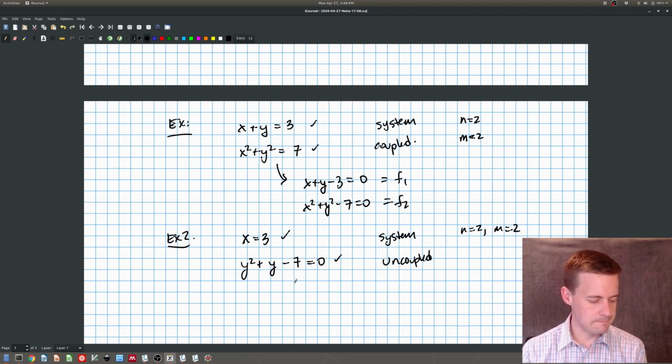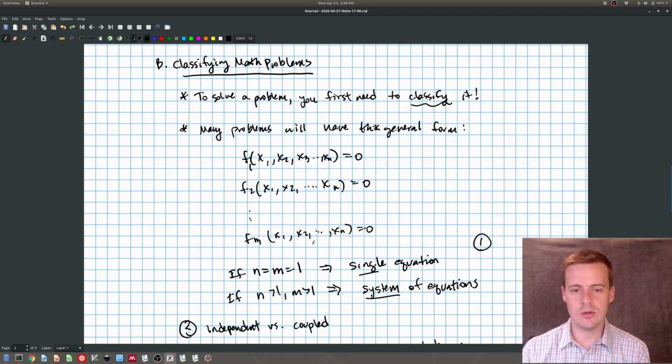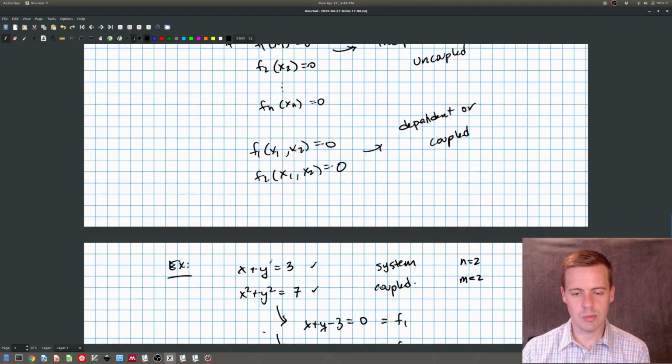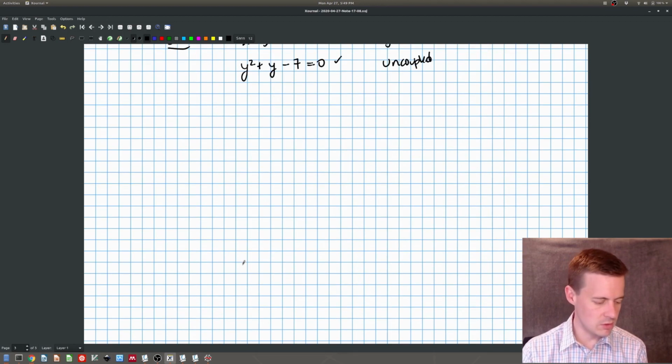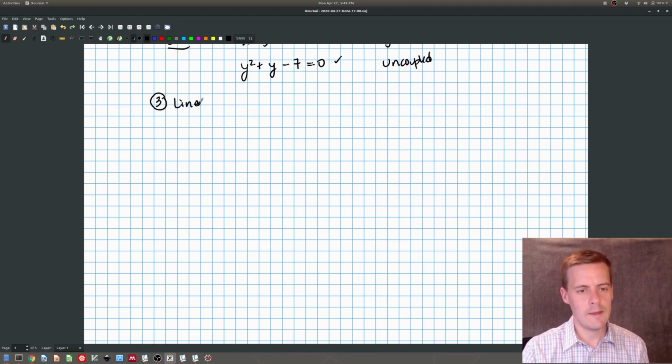So that's case 1 and case 2. Case 1 was single versus system. Case 2 is independent versus coupled. All right, let's move on with our taxonomy here. Let's classify some more. Case 3 will be linear versus nonlinear.